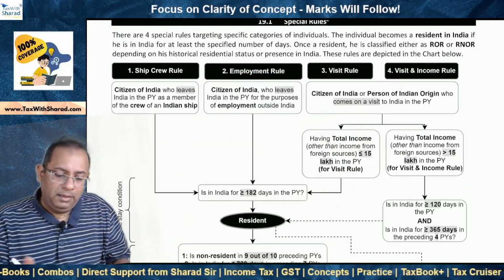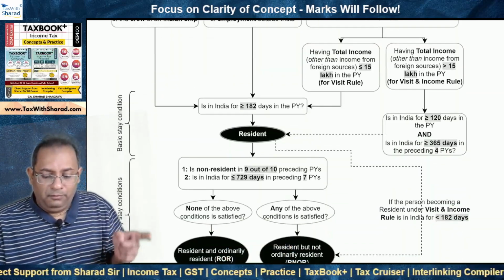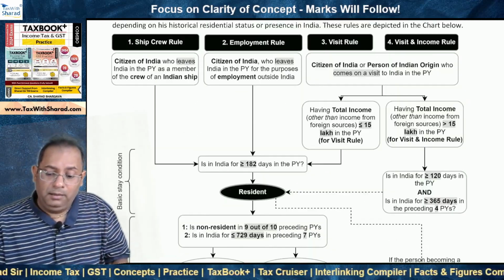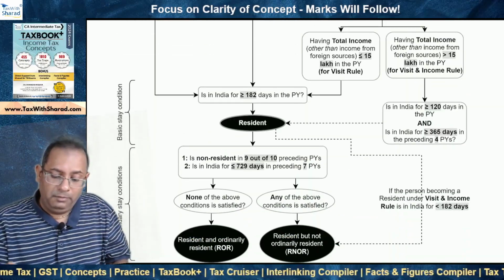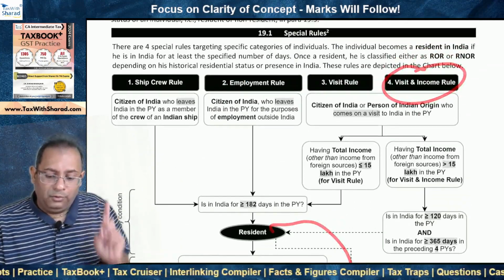So under the ship crew rule, employment rule, and visit rule, the person will be a resident and then a ROR or a RNOR. But in the case of visit and income rule, the person will be resident and straight away RNOR. Okay, so what do you need to do?